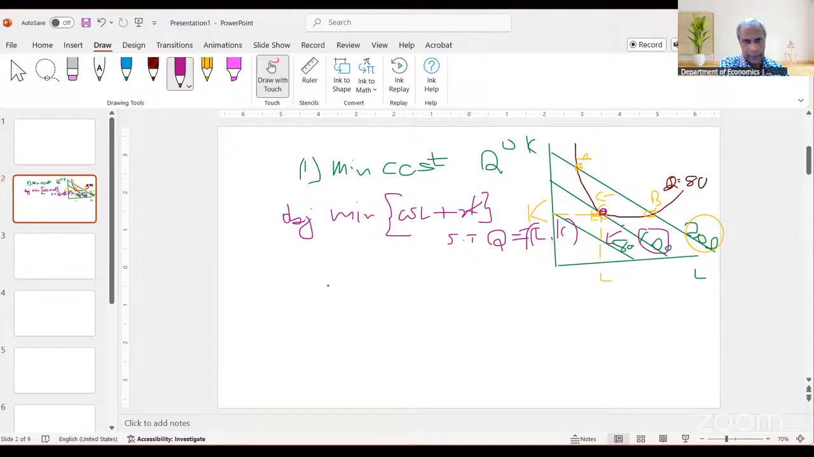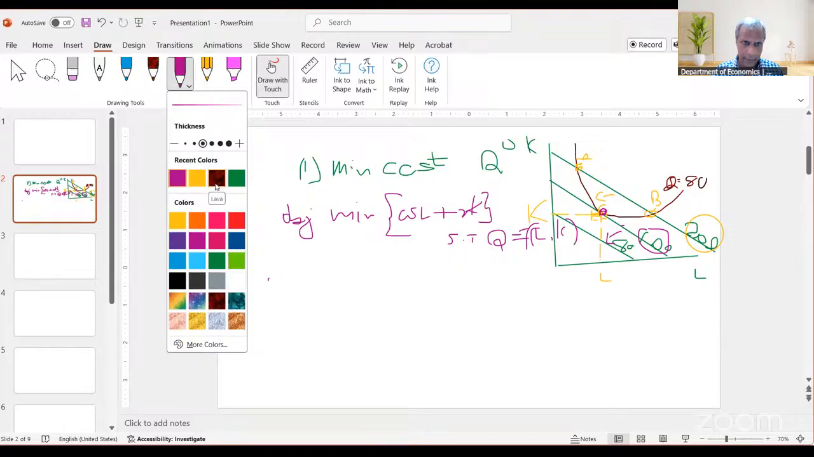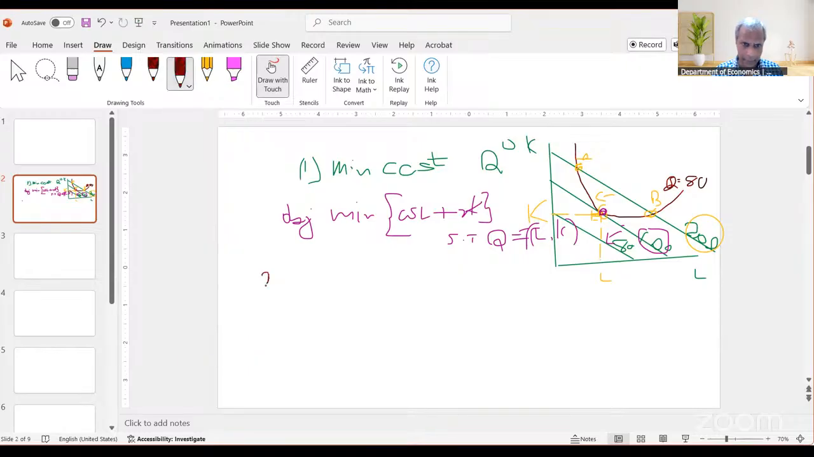They target as the objective to maximize output, the amount of output, given cost, that is subject to cost. Okay.